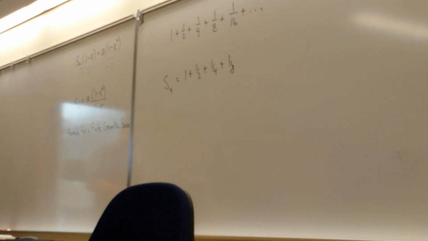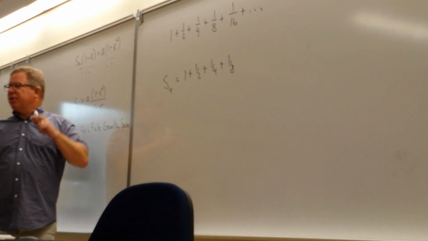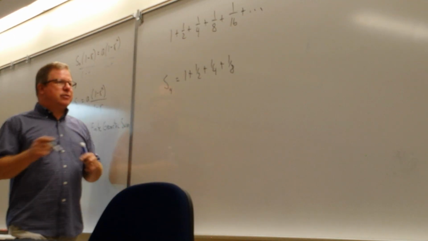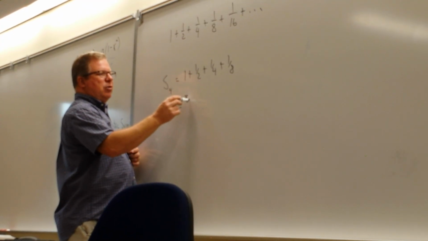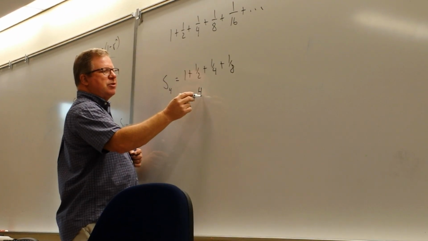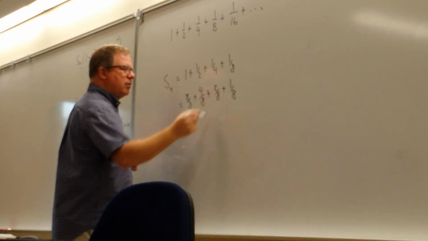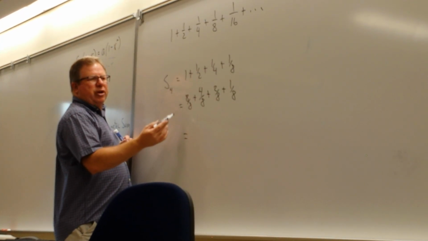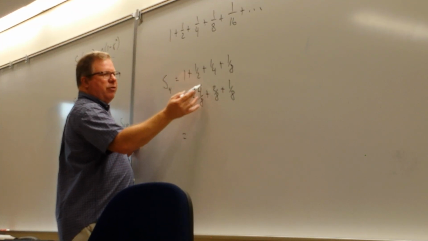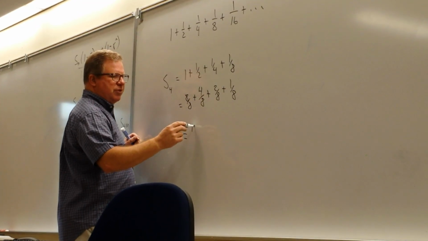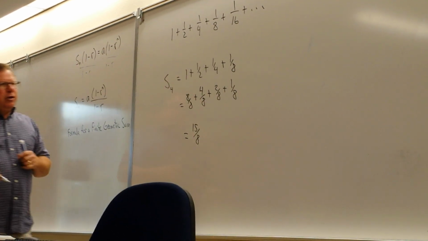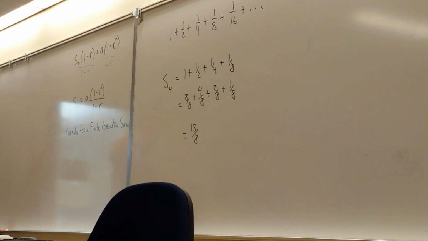To add those, we need a common denominator, right? What's the common denominator going to be? 8. So 1 is like 8 over 8 plus, 1/2 is 4 over 8, 1/4 is 2 over 8, and then 1 over 8. So adding the numerators, 8 plus 4 is 12, plus 2 is 14, plus 1 is 15. So you agree that the sum of the first 4 terms is 15/8?